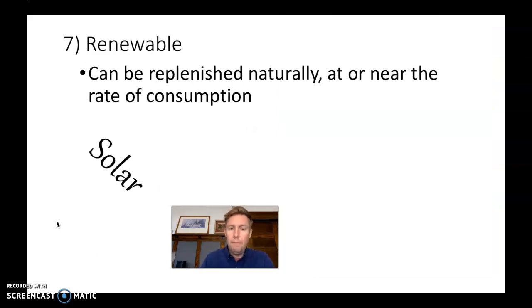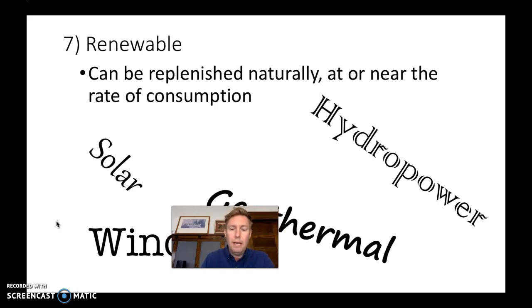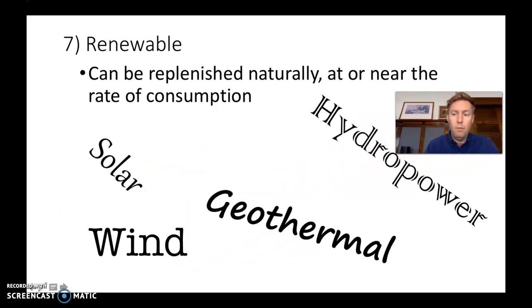Okay, renewable can be replenished. We're going to talk about these four ways we can get energy: solar, wind, geothermal, and hydroelectric.